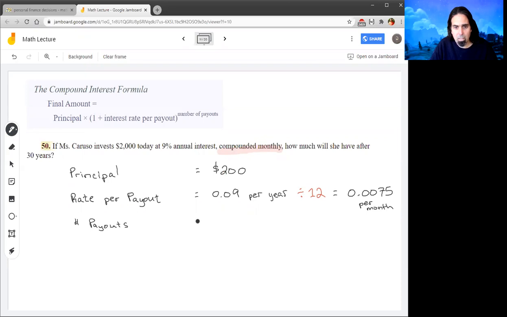And the number of payouts, 30 years. But the problem said the interest happened monthly. Every month, her bank gives her a new statement. Every month, we move down to the next row in that table of small percent increases. So how do I change 30 years into months? It's not going to be divided by 12. It's going to be times 12? Yeah, times 12.